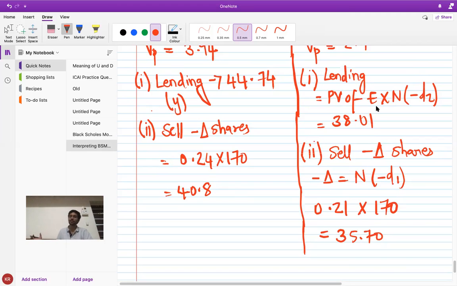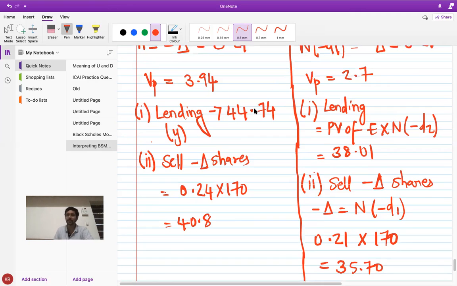So the net cash outflow of 2.7 under the Black-Scholes model can be thought of as an outflow of 38.01, because I am buying N of minus d2 units of zero coupon bonds whose face value is the exercise price and whose term to maturity is 6 months, offset by shorting N of minus d1 units of shares, where N of minus d1 is nothing but minus delta, equal to 0.21, and per share value is 170, which is equal to 35.7.